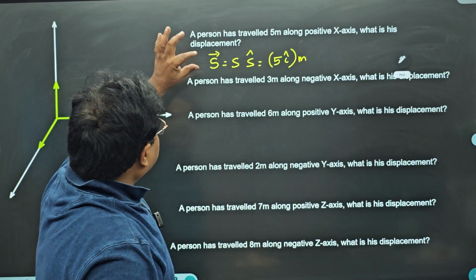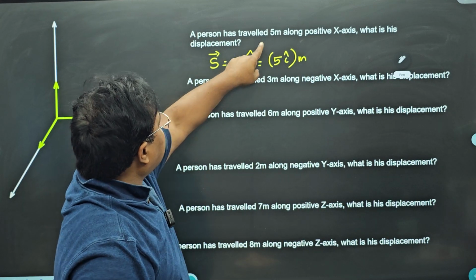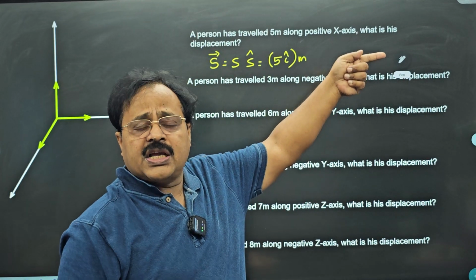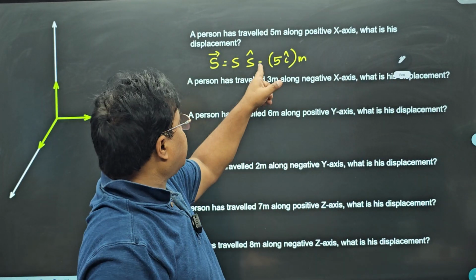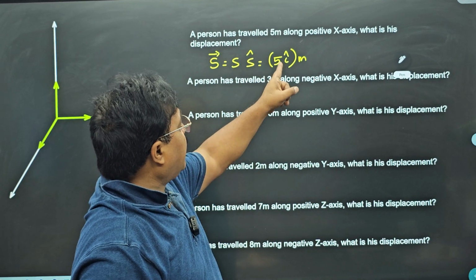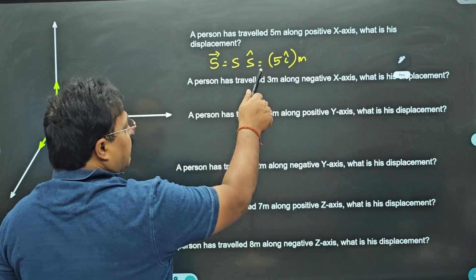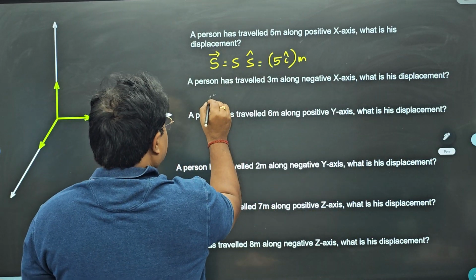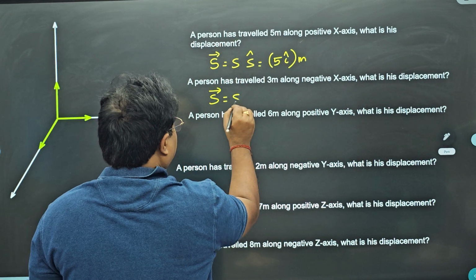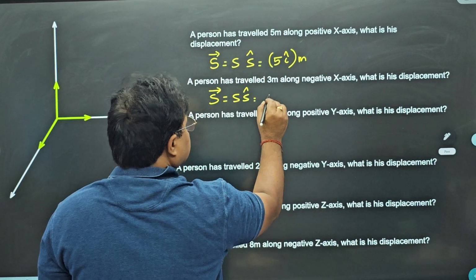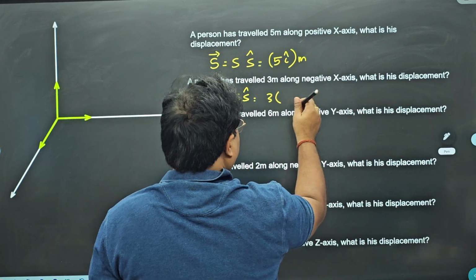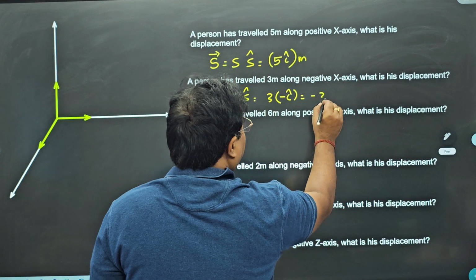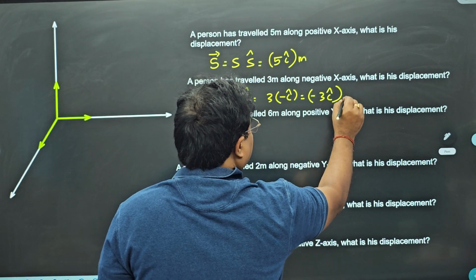You see, a vector has a magnitude part and then a direction part. Here the magnitude is 5 meter, and because this person is going along the positive direction of x-axis, the direction is i cap. Therefore, I have written it 5 i cap meter. Similarly, a person has traveled 3 meter along the negative direction of x-axis. What is his displacement? Displacement S vector has two parts, magnitude part and direction part. Here the magnitude is 3 meter and the direction is negative x-axis. The unit vector along negative x-axis is minus i cap. So this is equal to minus 3 i cap meter.